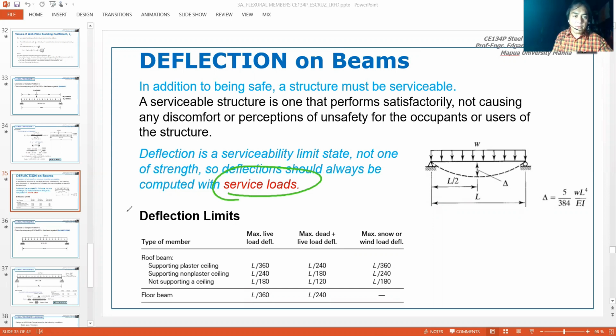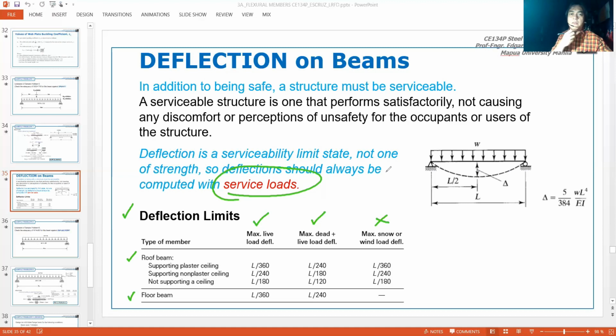And here is the table for the deflection limits. So these are the maximum live load deflections, depende kung anong klaseng member. Maximum dead and live load deflection. Ito naman, hindi naman natin nagagamit yan kasi wala naman tayong snow dito sa Philippines. Okay, so for roof beams, supporting plaster ceiling or supporting non-plaster ceiling or not supporting any ceiling, so these are the allowable deflections na roof beams. And pagka floor beams naman, ito naman yung maximum live load niya, L over 360. Pagka dead and live combination, it's L over 240, wherein L is the span of the beam.